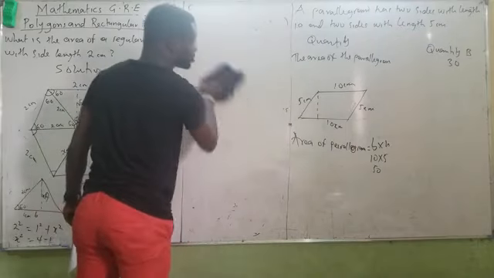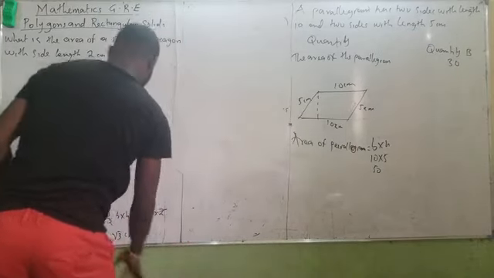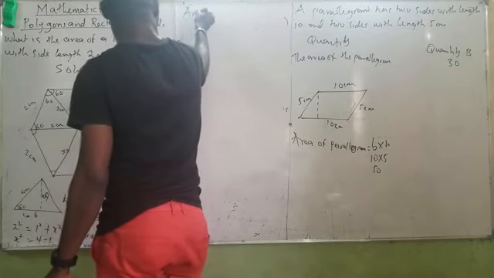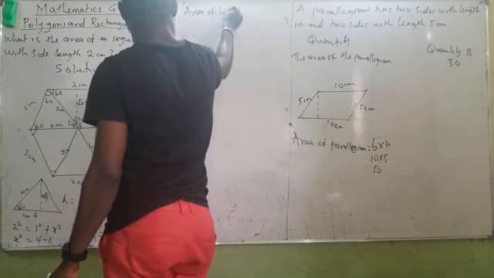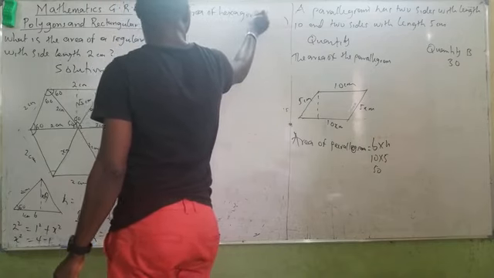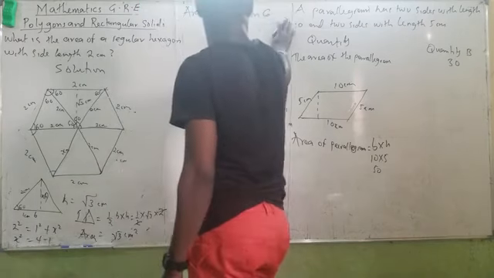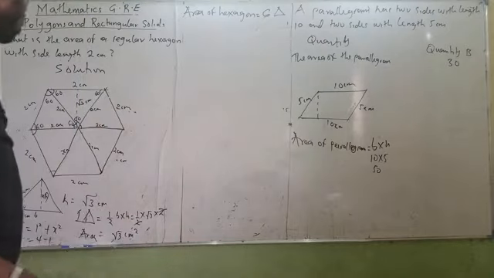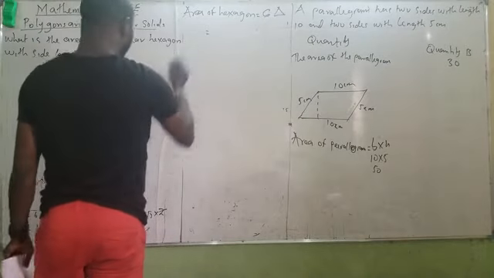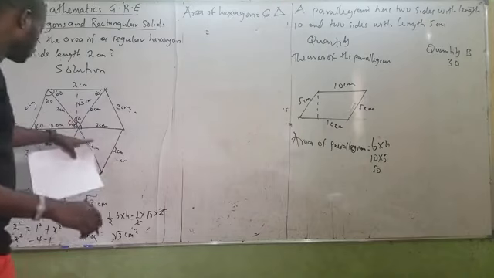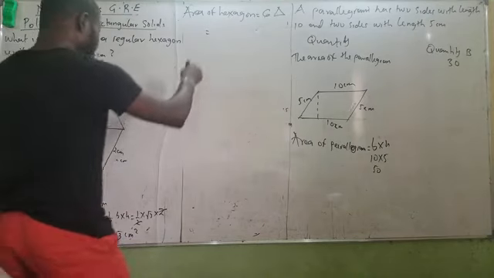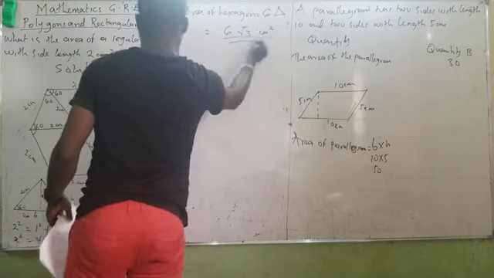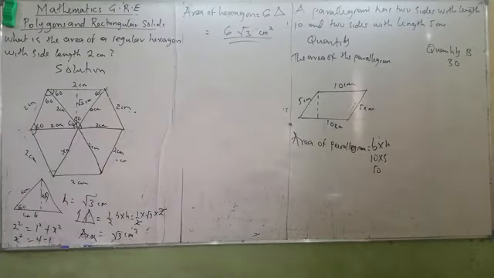Since we are talking about 6 triangles, it means the area of the hexagon will be equal to 6 triangles. Now, it means I'll be having 6 triangles, which is the area we are looking for, because 1, 2, 3, 4, 5, 6. 6 triangles are there. It means I'll be having 6 root of what? 6 root 3 centimeters squared. That is what we are talking about.